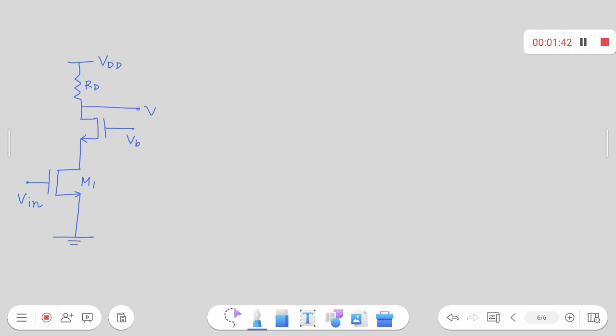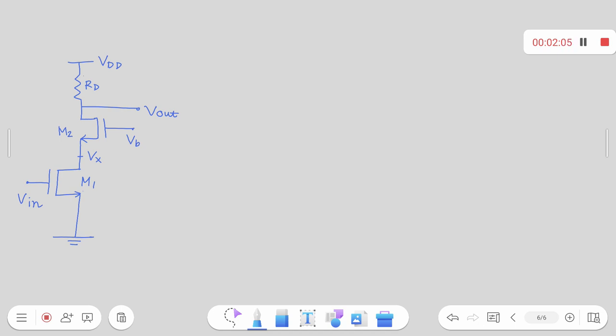So from here you are taking the final output V out. Suppose this is the internal intermediate voltage, that is Vx. So the second MOS is M2. So the second MOS is acting as the common gate. The first MOS M1 is acting as common source, and their combination is a common source, common gate, cascade or cascode amplifier. Okay.